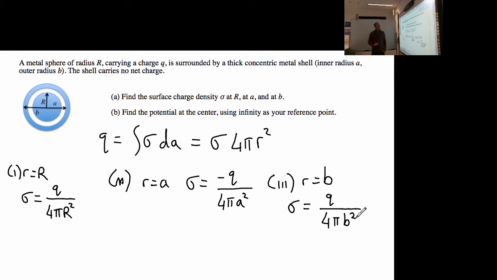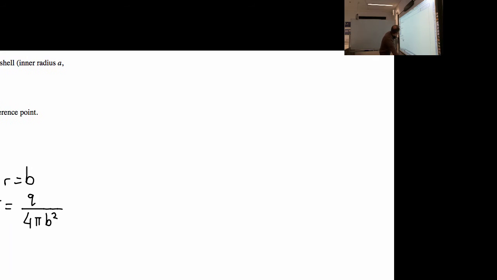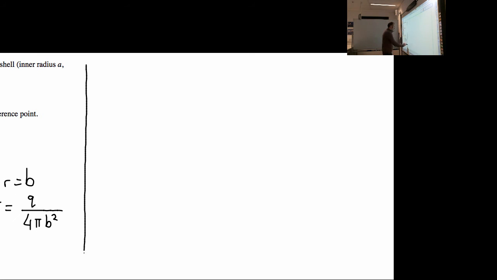Okay, so now that's the first part of the solution. Now for the second part, we want to find the potential at the center using infinity as our reference. Okay, now let's set this up. So our potential is going to be equal to minus the integral, and we're coming from infinity into the center of a sphere, so we go from infinity to 0 of E dot dl.